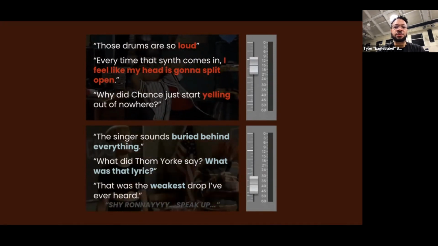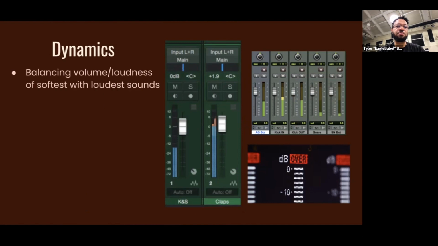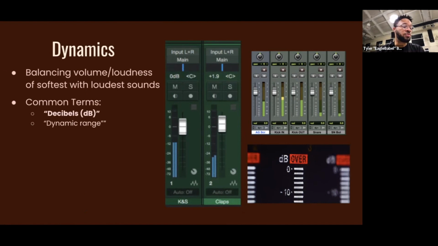So what are dynamics? Dynamics are literally balancing volume and loudness between the softest and the loudest sounds. Common terms that you'll hear in dynamics are decibels. That's how you measure, and there's a number of metrics, both analog and digital. So you might see dBV, dBFS, dB. All of those things are still decibels. That's a unit that's, I think, based on a ratio. All my physics people can correct me on this, but it's based on a ratio to measure loudness. And it's just one of them. Dynamic range is a super important term.